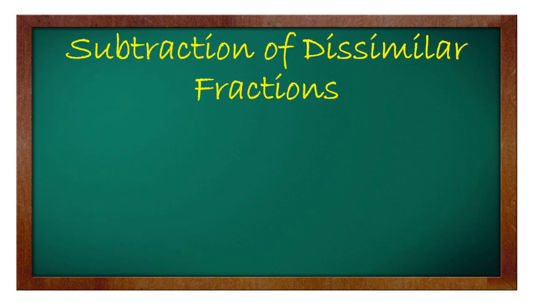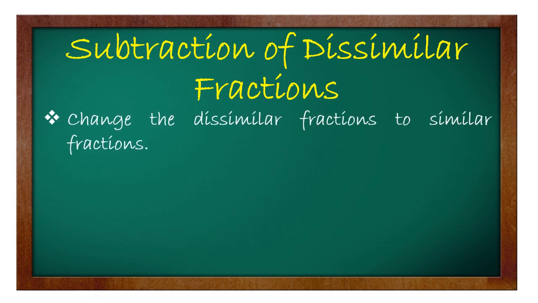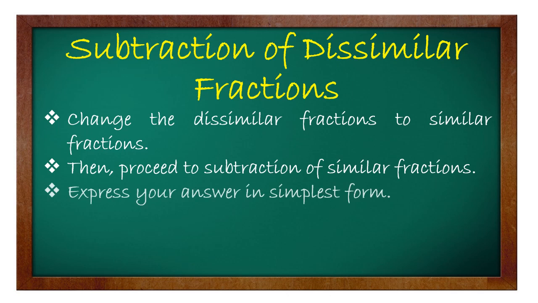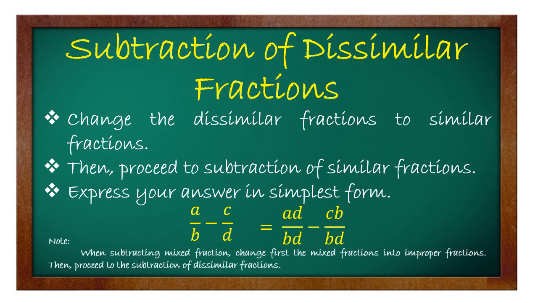Now, in subtraction of dissimilar fractions, it's the same: we have to change first the dissimilar fractions to similar fractions. And then, proceed na tayo sa subtraction of similar fractions. And then, express your answer in simplest form. So, that means A over B minus C over D is equal to AD over BD minus CB over BD. So, take note, when subtracting mixed fractions, change first the mixed fractions into improper fractions. Then, proceed to the subtraction of dissimilar fractions.